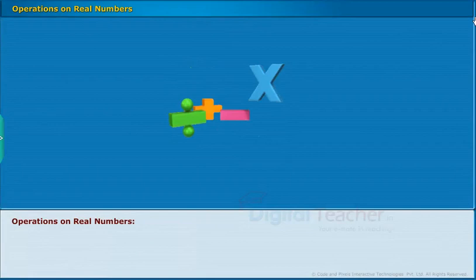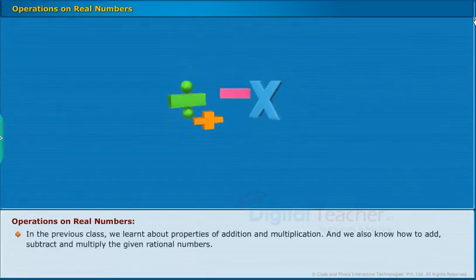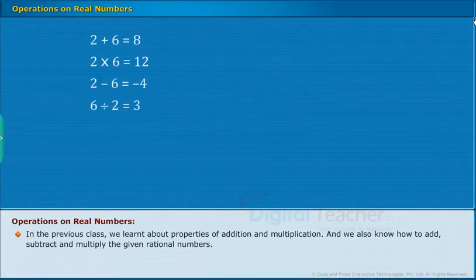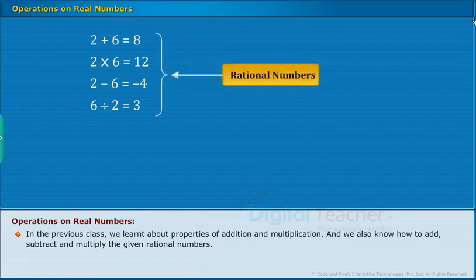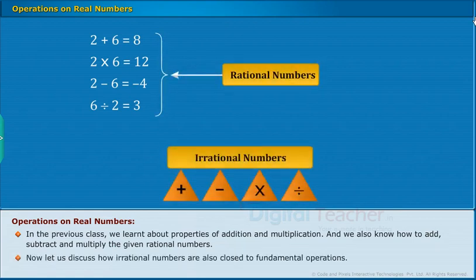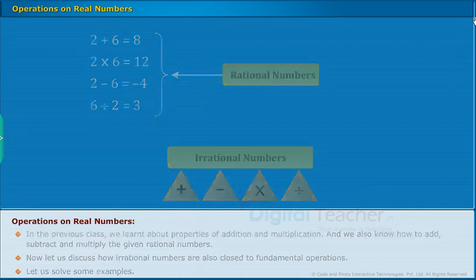Operations on real numbers. In the previous class, we learnt about properties of addition and multiplication, and we also know how to add, subtract, and multiply the given rational numbers. Now, let us discuss how irrational numbers are also closed to fundamental operations. Let us solve some examples.